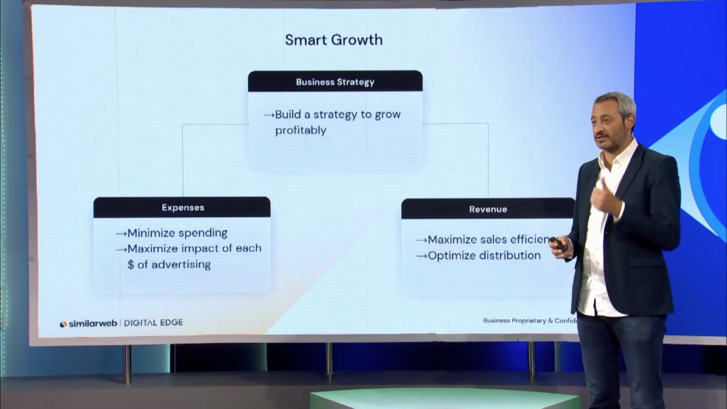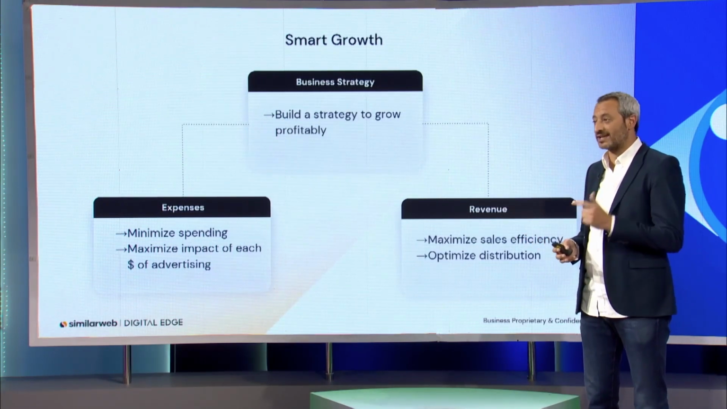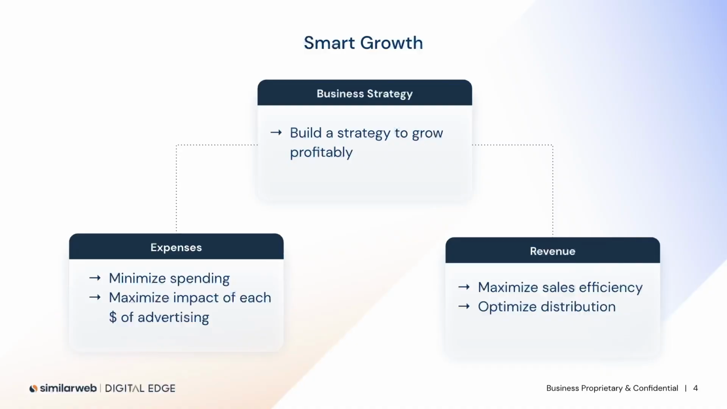First, you need a business strategy that targets both growth and profitability. Second, you need to balance expenses and revenue. On your expenses, you need to minimize spending, but you still need to make an impact. So you want to maximize the impact of each dollar you're spending. On the revenue side, you need to be more efficient. So it's really about maximizing sales efficiency and optimizing your distribution channels according to which industry you're playing in.